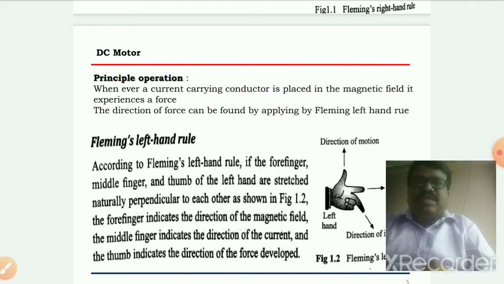So Fleming's left hand rule states that by placing the three fingers of your left hand perpendicular to each other, that is forefinger, middle finger and thumb, the forefinger shows the direction of magnetic flux and the middle finger shows the direction of current flowing in the conductor, then the thumb shows the direction of motion of the conductor or torque developed. This is the principle of operation of a DC motor. The direction of torque can be found by applying Fleming's left hand rule.